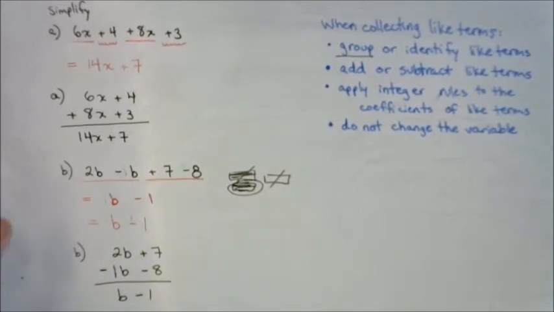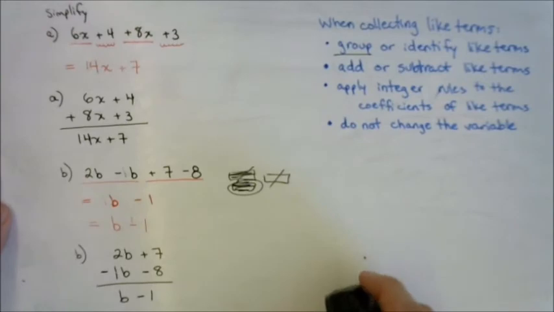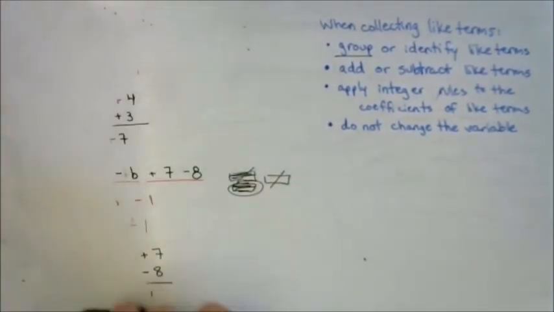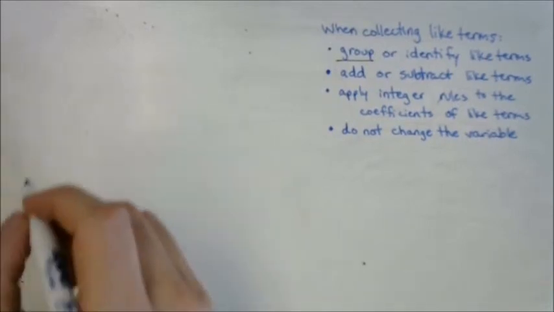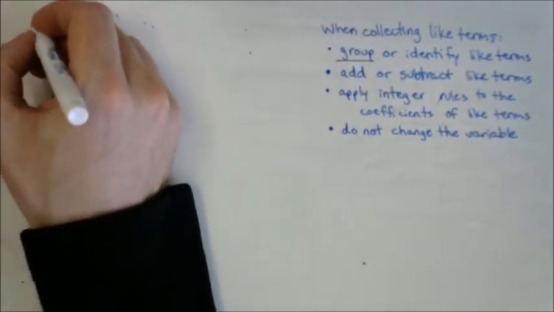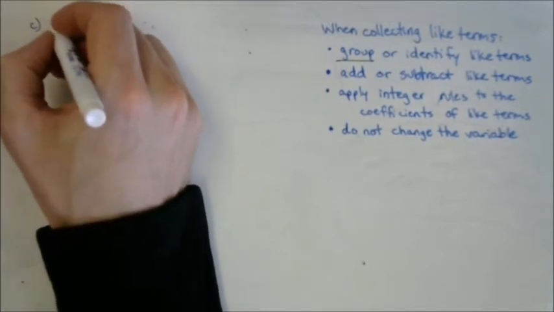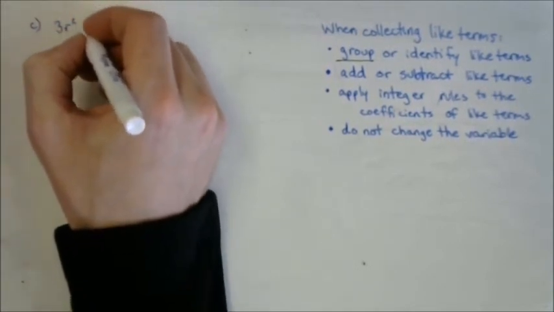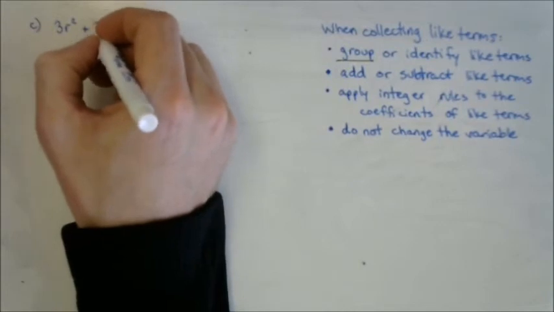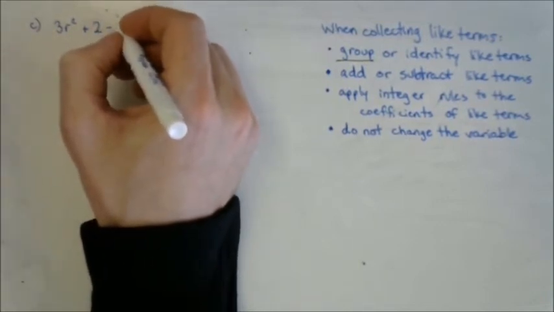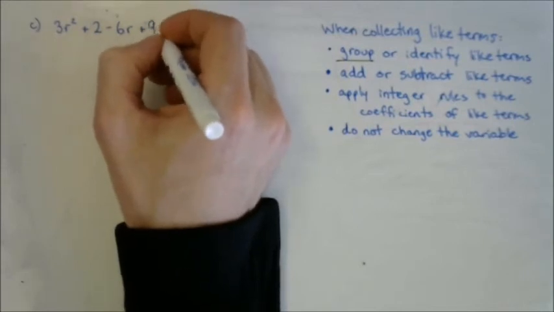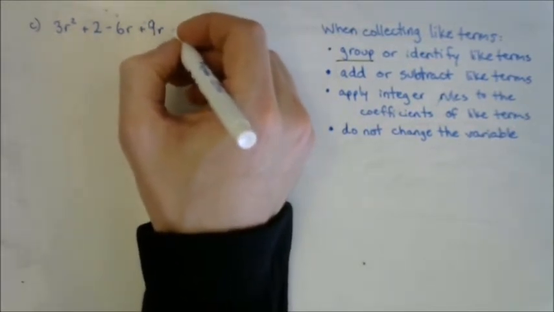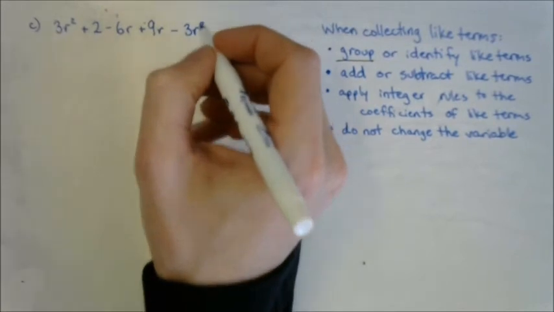Good. I'm going to clear just my left side. I'm going to leave our directions up here on the right. And we are on to C. C is a bit longer. C gives us 3r squared plus 2 minus 6r plus 9r minus 3r squared.